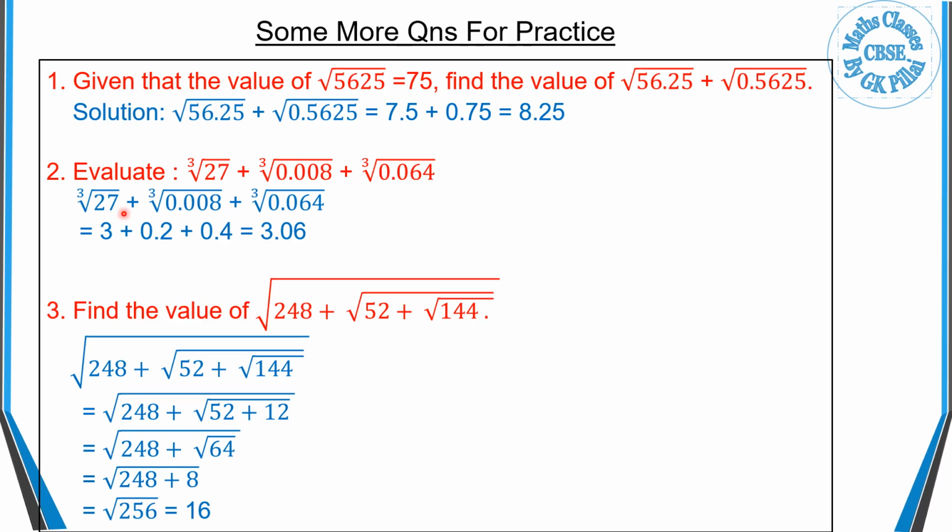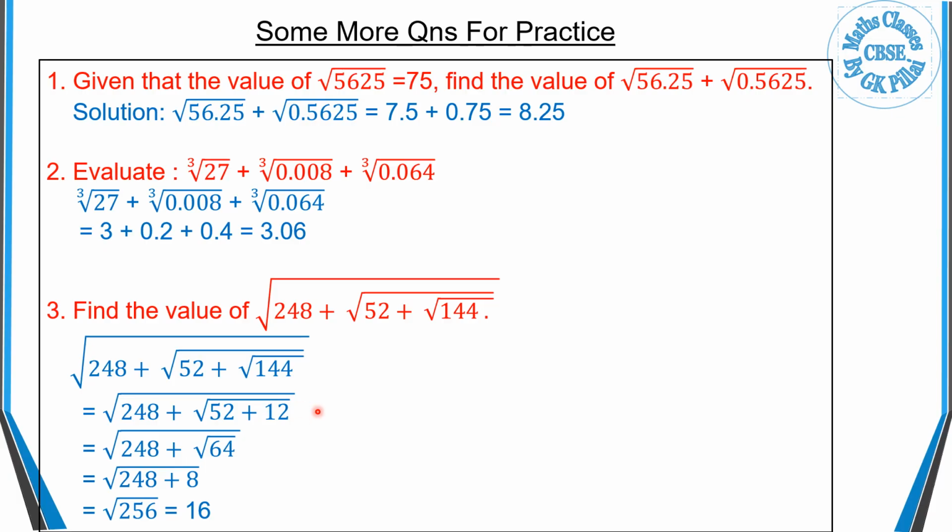Next one, evaluate. This is not very difficult. You have to find the cube root of these numbers, but these are in decimals. The cube root of 27 is okay, 3. See, 0.2, when you multiply 3 times, you will get 0.008. 0.4, when you multiply 3 times, you will get 0.00064. So the cube root of this number will be 0.4. Add them, you will get 3.06.